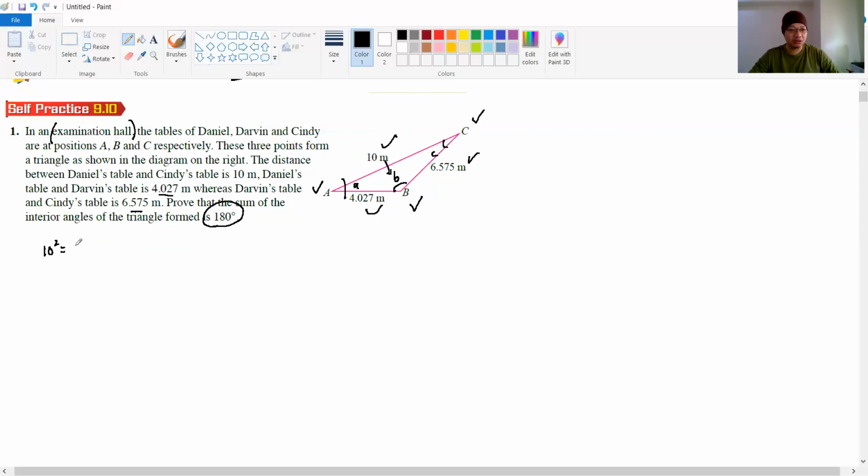10 squared equals 4.027 squared plus 6.575 squared minus 2 times 4.027 times 6.575 cos B. We already learned this, so you need to rearrange and make cos B the subject, and then find B. I'm going straight here because you already learned this. So B equals what? You need to calculate. How much is B? Okay, 10 squared, sorry, 4.